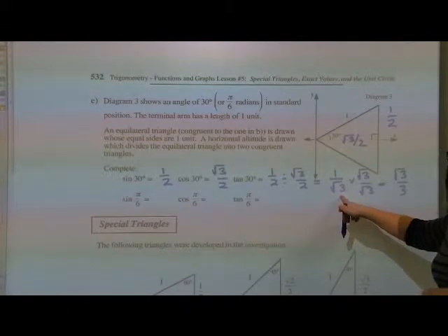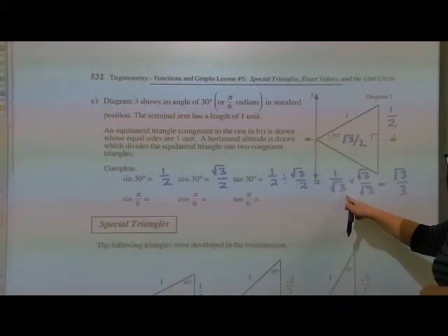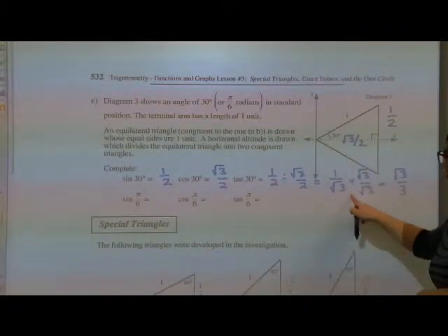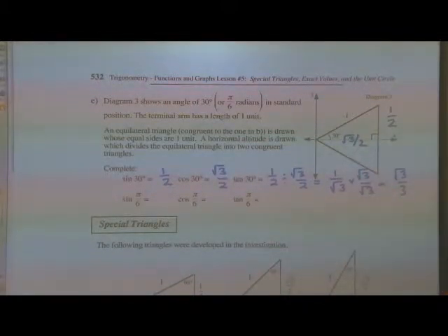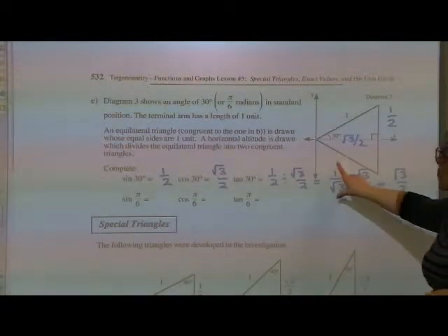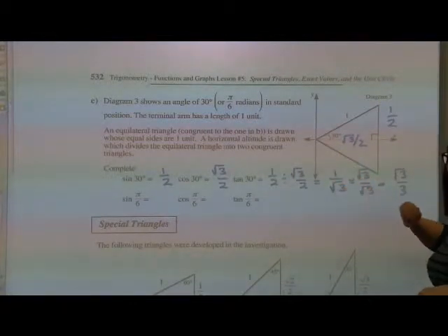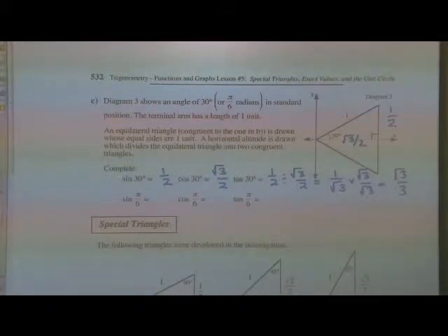Why can't I square this? Because if I square root 3, I cancel it out. So why do I have to multiply it by this? Why can't I square it? Don't you have to multiply by 1 so you don't technically change it again? Exactly, because I'm not changing the value. This is still worth the same as this. If I took my calculator and I went 1 divided by root 3, I would get the same answer as if I went root 3 divided by 3. So I'm not changing the value. If I squared it, I would be changing the value. Okay?